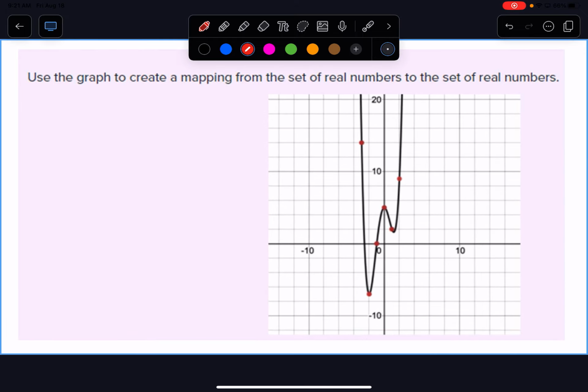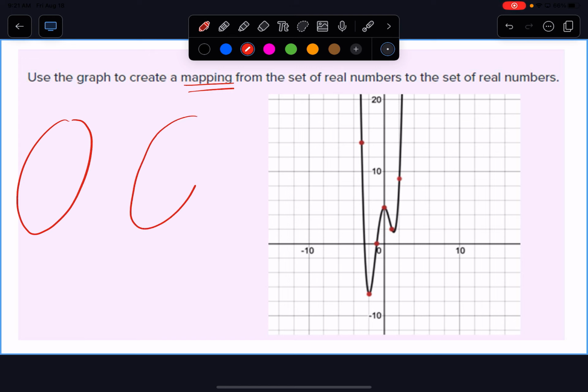This is too easy. It says, use this graph to create a mapping from the set of real numbers to the set of real numbers. So you would say to yourself on the test, I've memorized that mapping is the circle thing. So you would draw a circle, you would draw a circle. Let's put our x's in this circle. Let's put our y's in this circle. Here we go. I just go from left to right. Now, the annoying thing is they've done the worst grid ever. Let's look. What if this is 10? What are they going in? 2s? 2, 4, 6, 8, 10. I hate when they do that. Okay, so just keep in mind those are 2s.